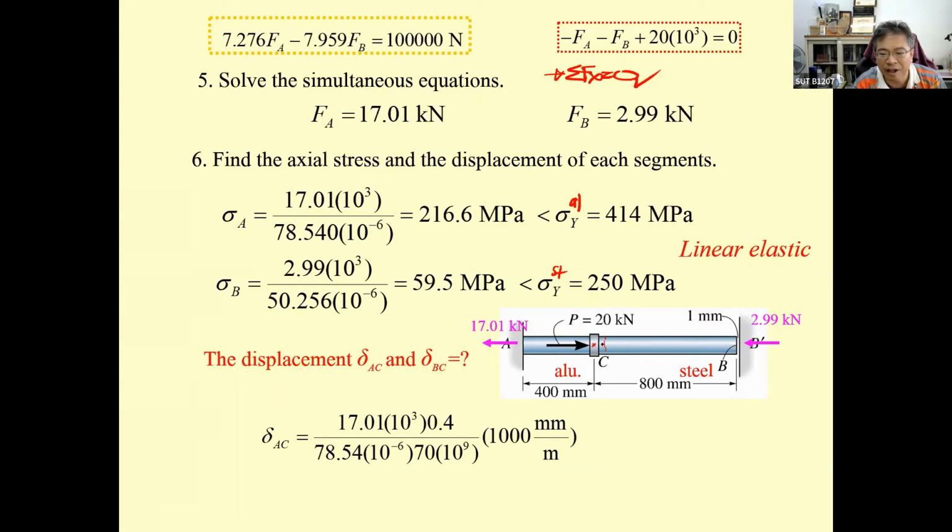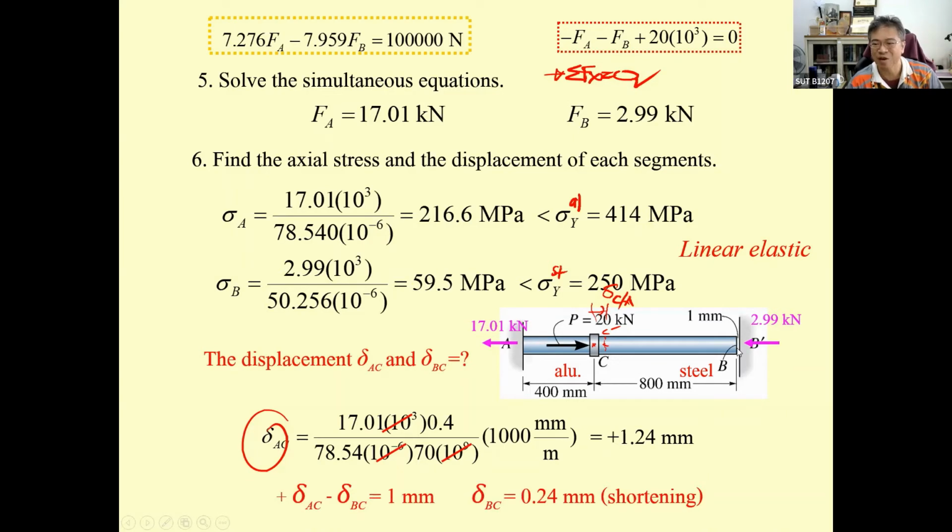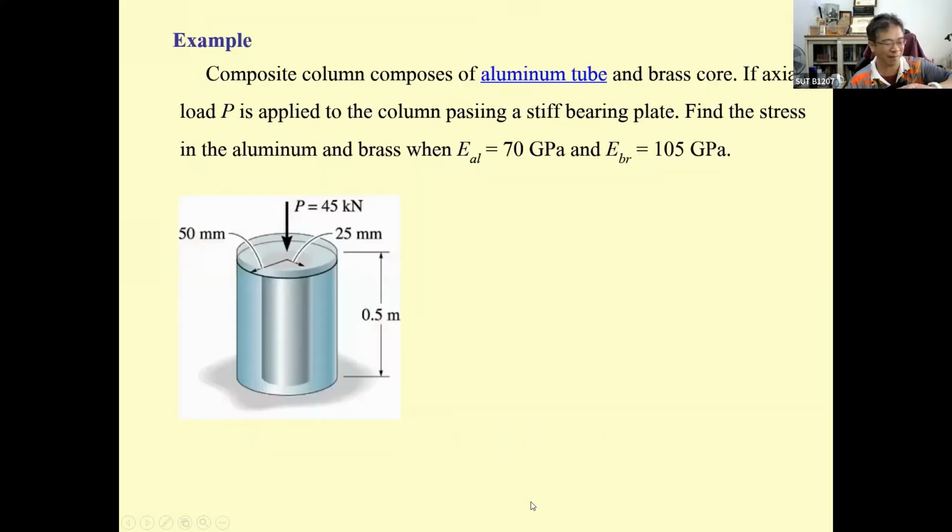And then you can further calculate the deformation over here to check how this point is going to move to C. That is going to be delta C/A or delta AC, and that is going to be 1.24. This one is 1.24. How about this one? This point is going to move only 1 millimeter. That means the BC will shorten by 0.24 millimeter. This is one of the first type of statically indeterminate problems.